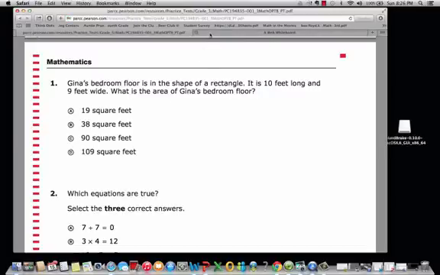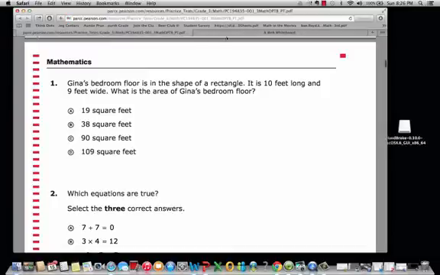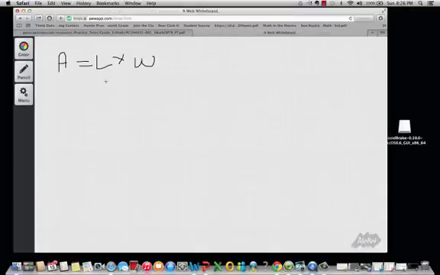So the first one, Gina's bedroom floor is in the shape of a rectangle. It's 10 feet long and 9 feet wide. What is the area of her bedroom floor? Remember to find the area, you do length times width. Sorry, this is going to be sloppy. So it's 10 feet long, that would be your length, and 9 feet wide. 10 times 9 equals 90.